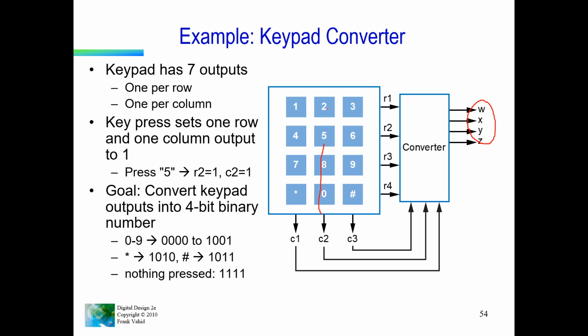However, if 2 is pressed, then R1 and C2 become 1, so that we understand 2 is pressed. When we look at the number of inputs, we see that there are 7 inputs: 1, 2, 3, 4, 5, 6, 7. So for 7 inputs, if we make a truth table, we require 2 to the 7 rows.